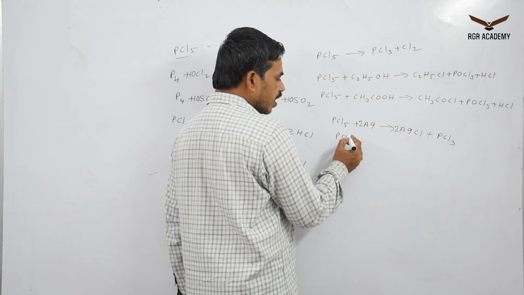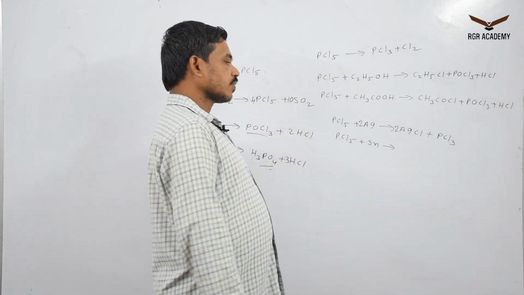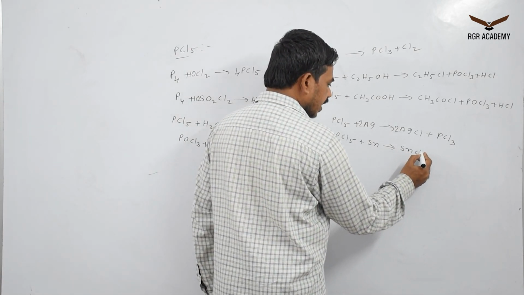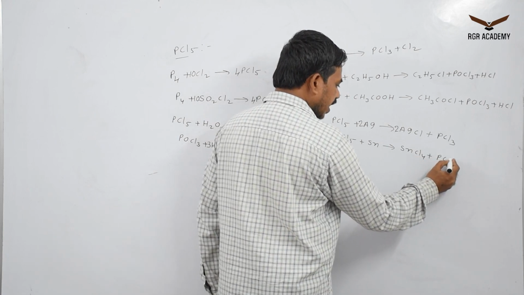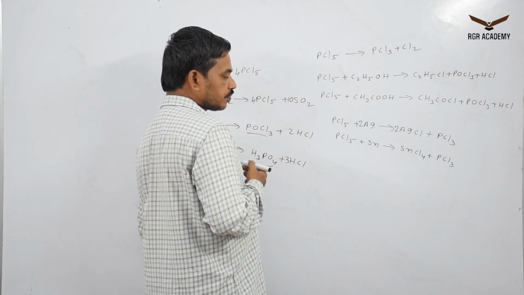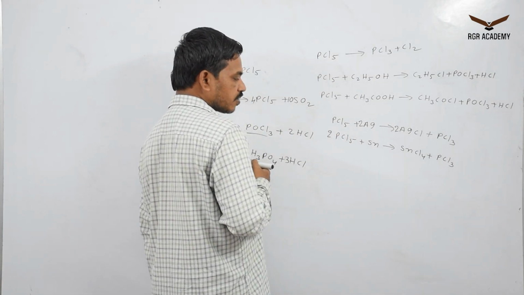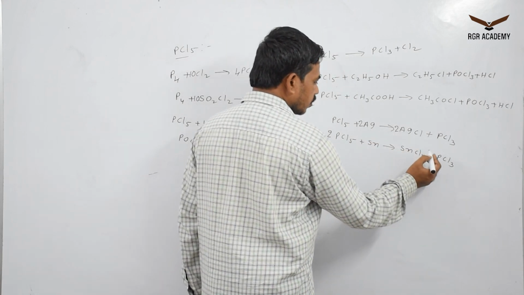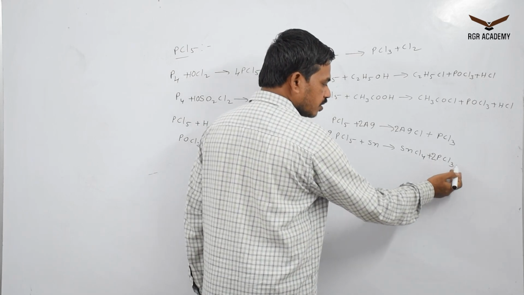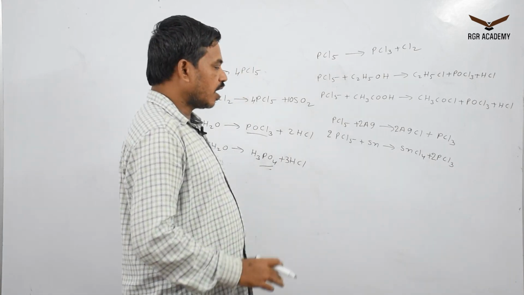Next, phosphorus pentachloride on reaction with tin, Sn, forms SnCl4 plus phosphorus trichloride. Balance the equation. 2PCl5 plus Sn gives rise to SnCl4 plus 2PCl3. How many chlorine atoms? 10 chlorine atoms. Next, how many phosphorus atoms? 2 phosphorus atoms and Sn.